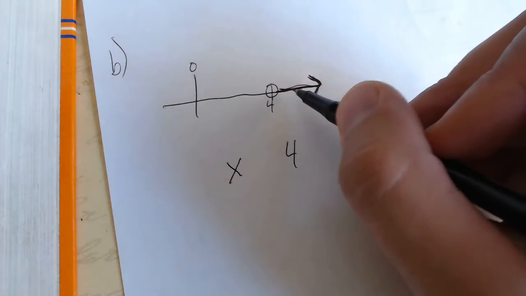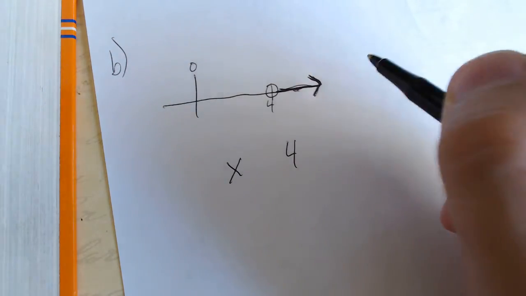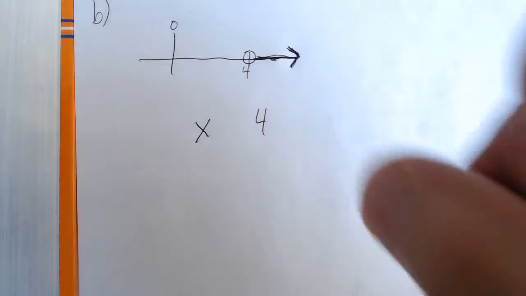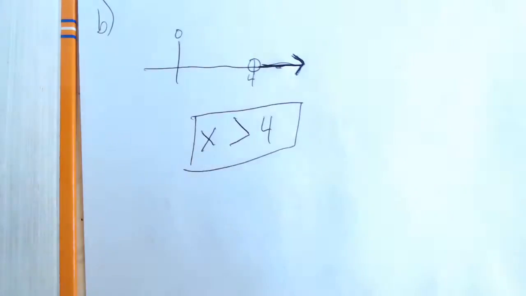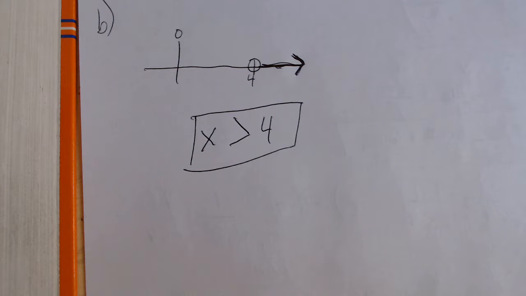Now we look at the direction of the arrow. The arrow is going to the right, so that means greater than. So we can say that x is greater than 4. And that's our answer. And that's all there is for this lesson. It's very short, very simple.